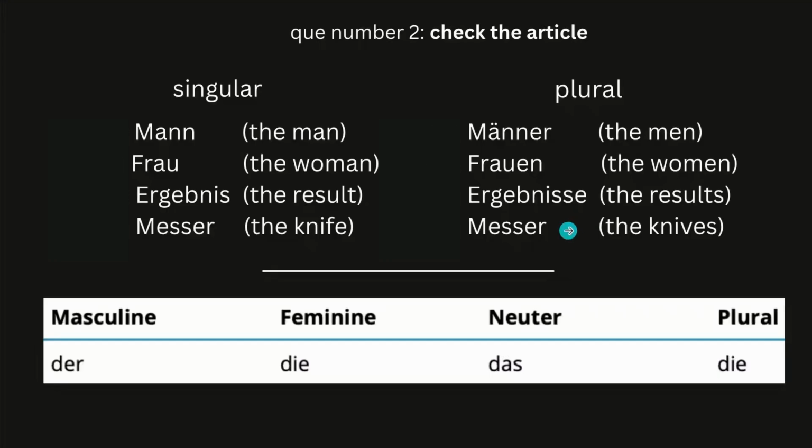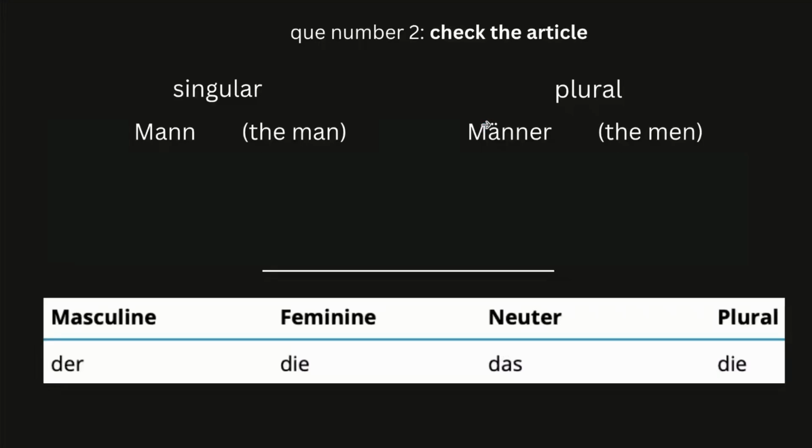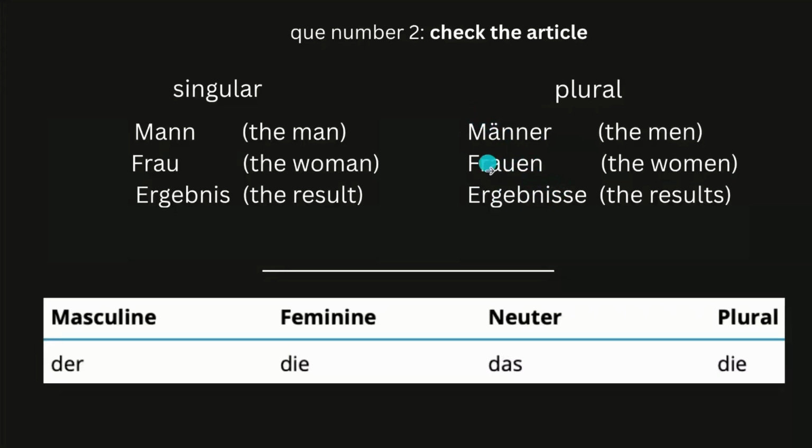Let's close the articles for now. If you look at this word here, could you guess that this was the plural version of Mann? You probably would, right? When you see that there's this one and there's this one, you can guess that this one has a bit of a change to it. This is probably a plural version of Mann. You can also guess it for Frauen and for Ergebnis. These are all second versions of these words.